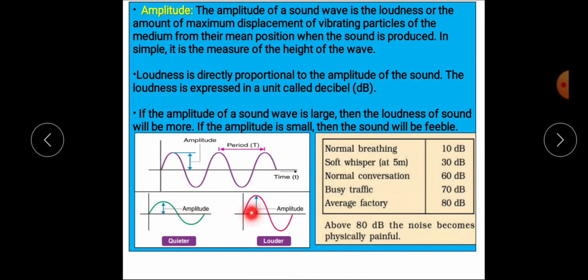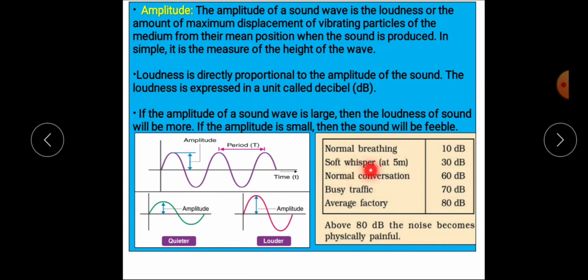Here you can understand with the help of this graph, if the amplitude is small, it is quieter or the sound is feeble. Whereas if the amplitude is high, the sound is louder. Okay, children? So if the amplitude of a sound wave is large, that means very high, then the loudness of sound will be more. If the amplitude is small, then the sound will be feeble.